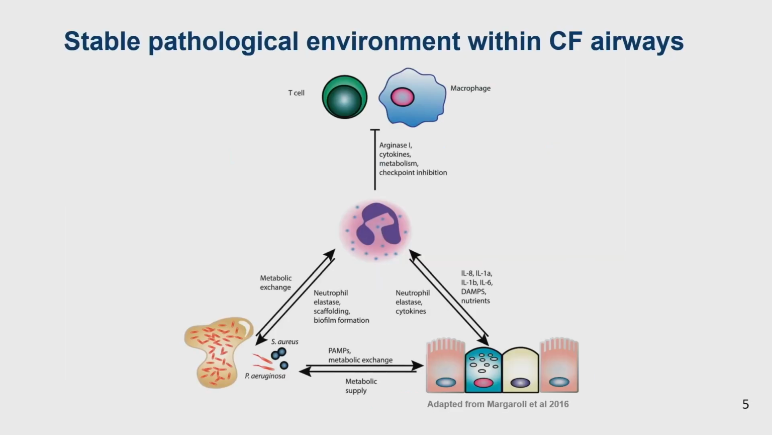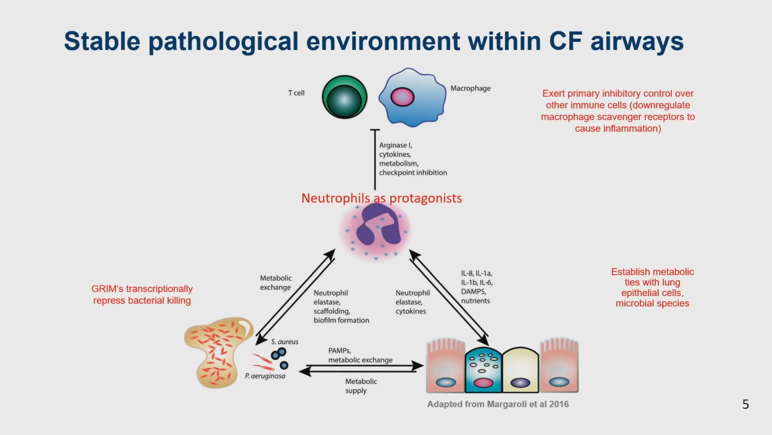So in the CF airways, in this triad, there's a stable pathological environment that is being created. And neutrophils, being the main protagonists here, exert primary control over other immune cells, such as T cells and macrophages, by downregulating the macrophage scavenger receptors that are causing inflammation. At the same time, they're also releasing neutrophil elastase, myeloperoxidase, methionine sulfoxide, and many other cytokines, chemokines and factors, which are not only establishing ties with lung epithelial cells, but also microbial species, while transcriptionally repressing bacterial killing at the same time.